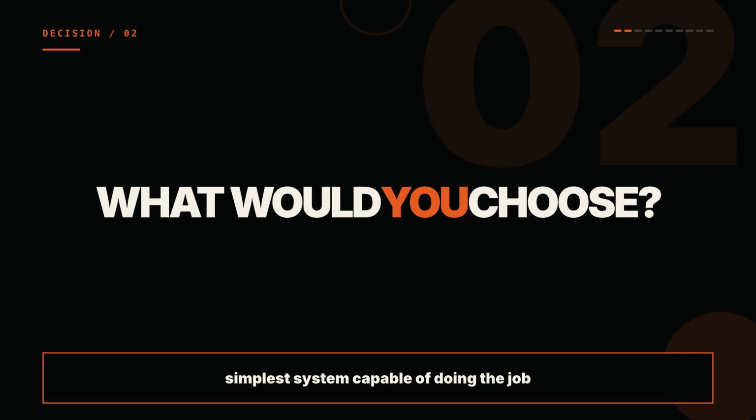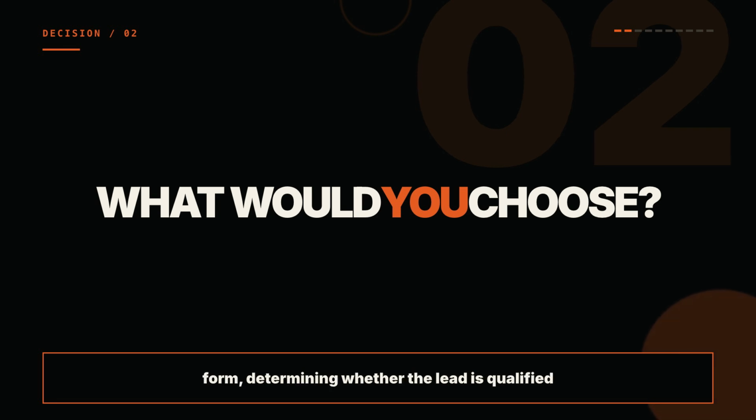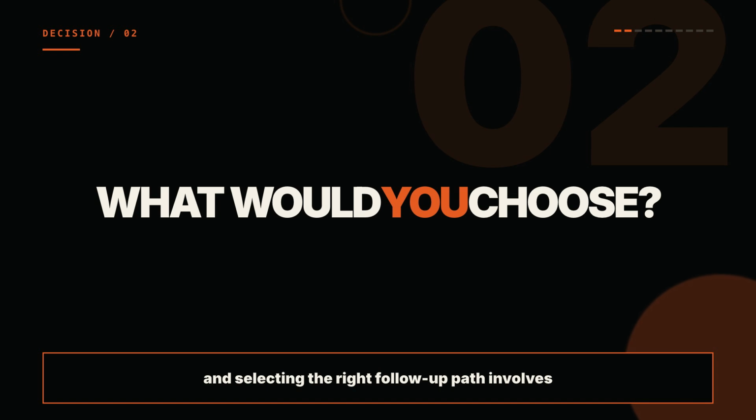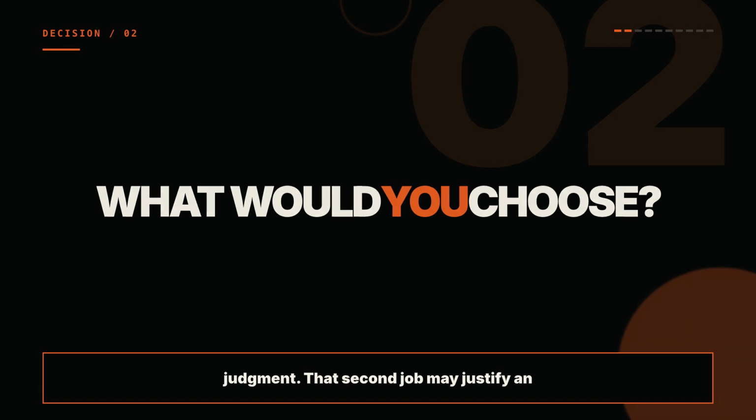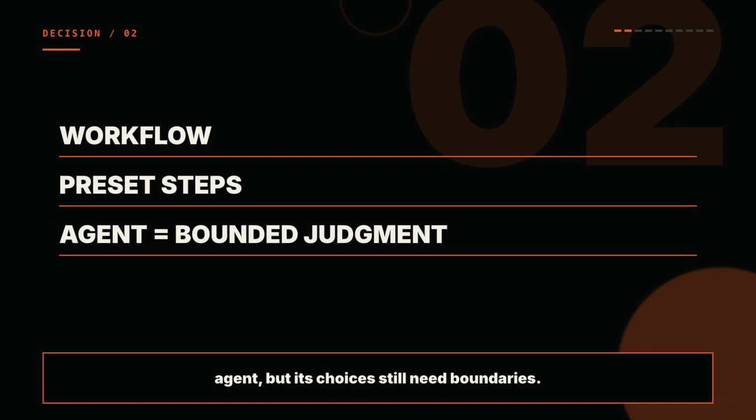Use the simplest system capable of doing the job reliably. For example, copying form fields into a spreadsheet is a workflow. Reading the form, determining whether the lead is qualified, and selecting the right follow-up path involves judgment. That second job may justify an agent, but its choices still need boundaries.